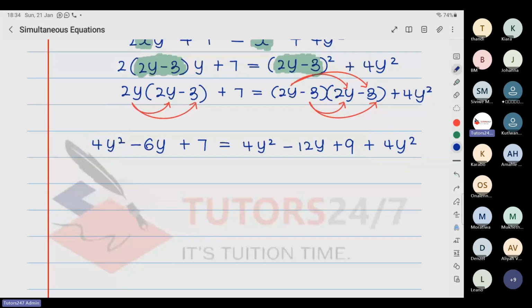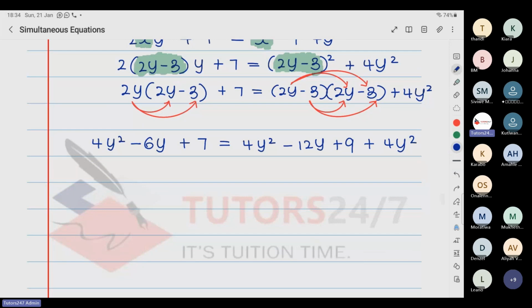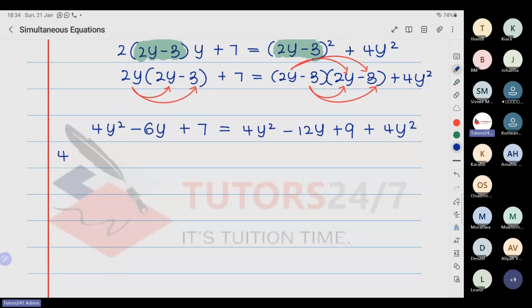So here we're going to move everything to the left. What's already on the left, the signs stay as is. Do not change the signs. What you move from the right to the left, all of these, their signs are going to change. So 4y squared becomes -4y squared. -12y becomes +12y. +9 becomes -9. +4y squared becomes -4y squared.